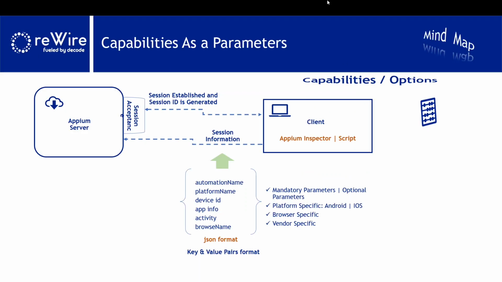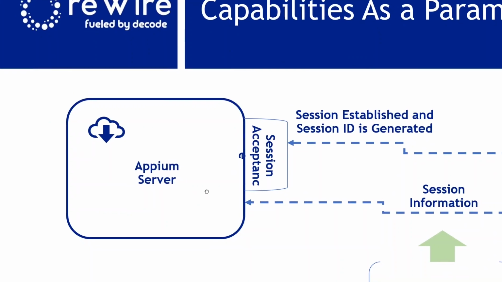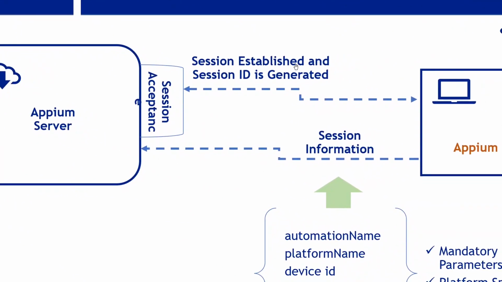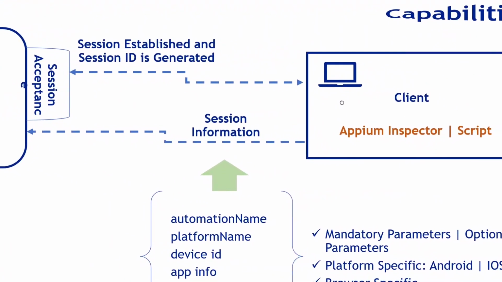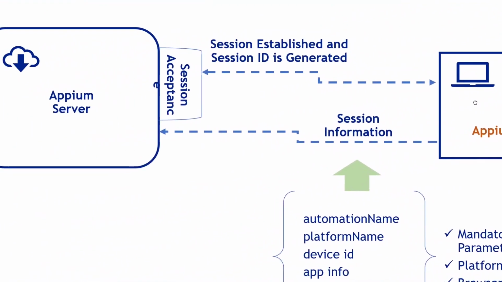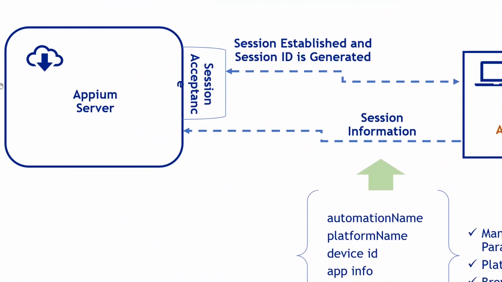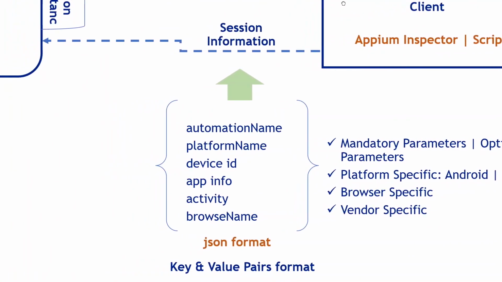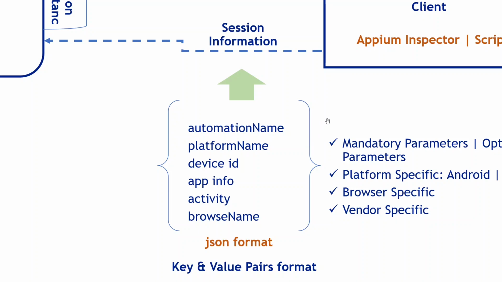And finally, capabilities. So I just want to keep this in view, this is about a quick mind map where we can identify the server. Okay, and then session established and session ID is generated. Okay, from the client side, Appium Inspector or script, we need to send the session information, and once the session is created, it will be sent back to the Appium Inspector saying that it is created. But what are the key values format that this session expects? One is automation name, platform name, and device ID, app info, activity, and browser name that we need to provide.